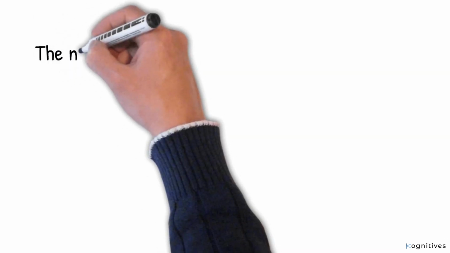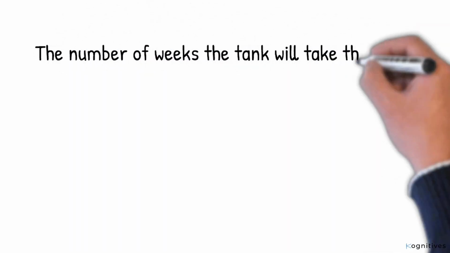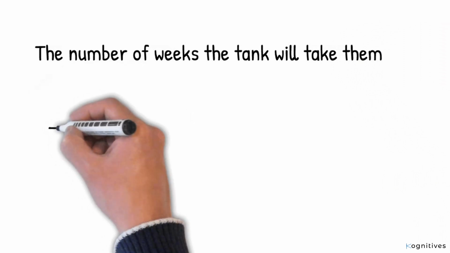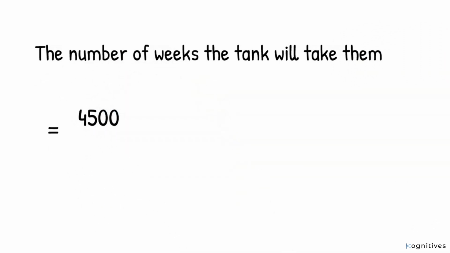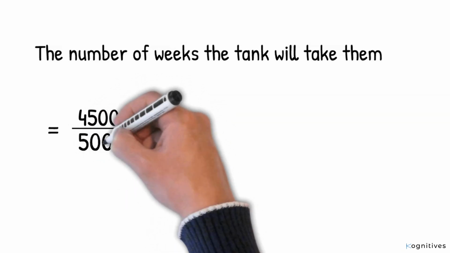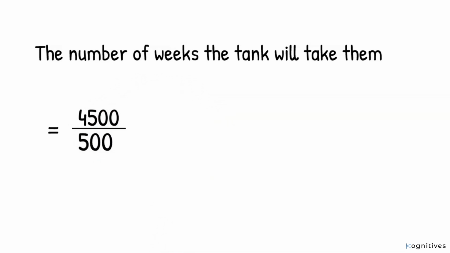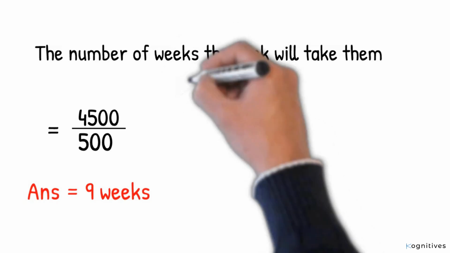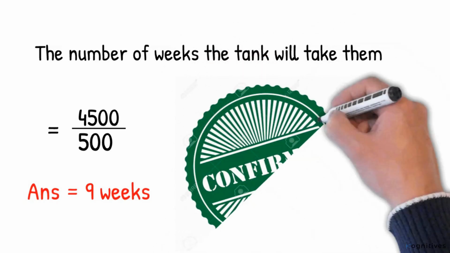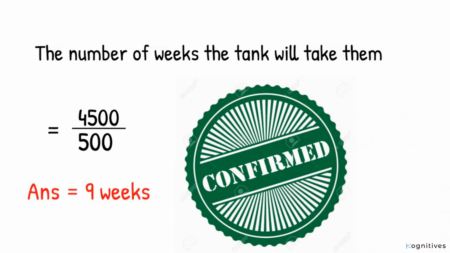Now, if the factory decides to use 500 liters per day, then the number of weeks the tank will take them will now become 4,500 divided by 500 liters, which will now give me 9 weeks. Therefore, if the factory decides to use 500 liters per day, it will last them just 9 weeks. And this makes more sense because, true, if they use 150 liters per day, it takes 30 weeks. It takes longer than when they use more.